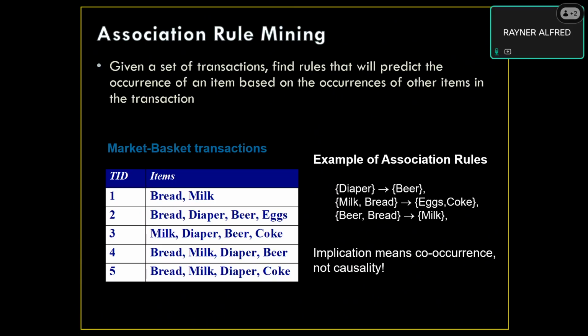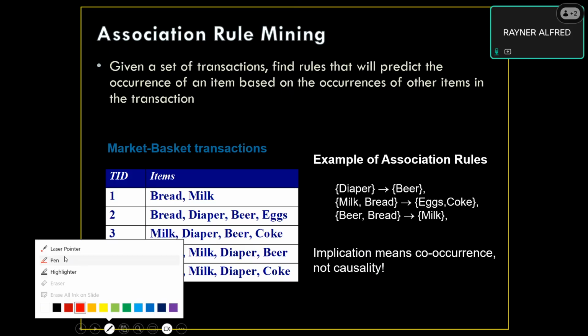For instance, given a set of transactions, we want to find rules that will predict the occurrence of an item based on the occurrence of other items. So we look at the occurrence of one item and then see how to predict this item based on the occurrence of the other item.